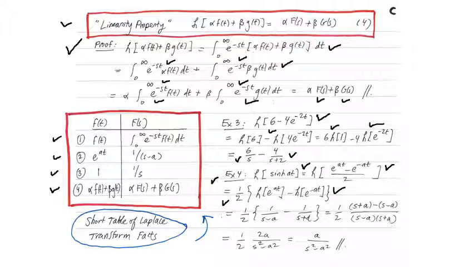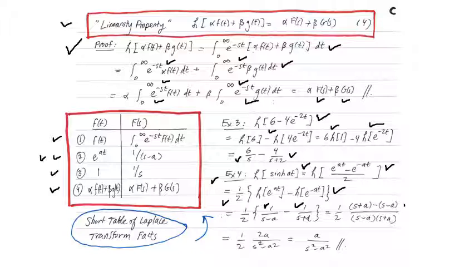And from formula number 2 in my table here, I know that the Laplace transform of e to the at is 1 over s minus a, and the Laplace transform of e to the minus at must be 1 over s plus a, by plugging in negative a in place of a in formula number 2. And now I'm going to go ahead and get this into the form that we want.